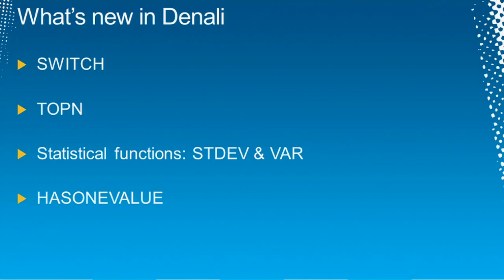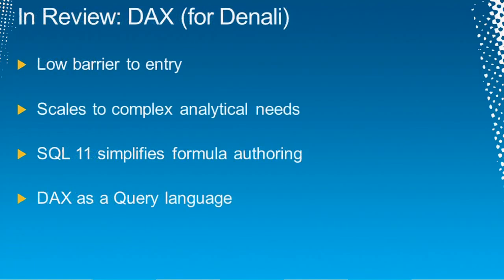HASONEVALUE. A lot of people that played with DAX before ended up saying, if count of values equals 1, then do something, otherwise do something else. Now, finally, we have one function that encapsulates that, which is HASONEVALUE. If you've used DAX before, you know the value of this. If you haven't used DAX, then what's the big deal? It's one of those conveniences.